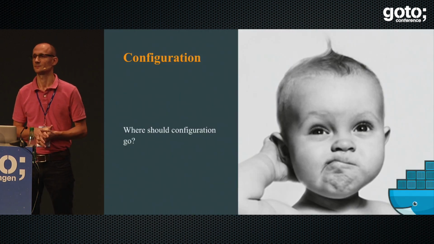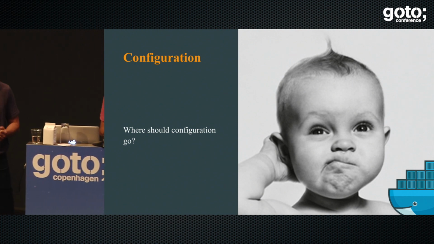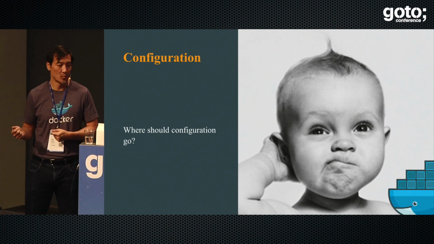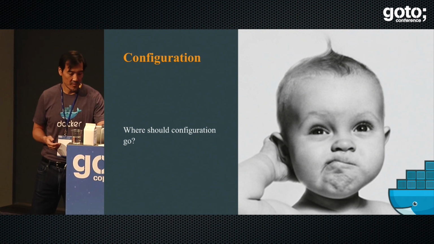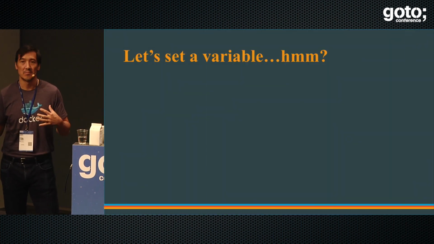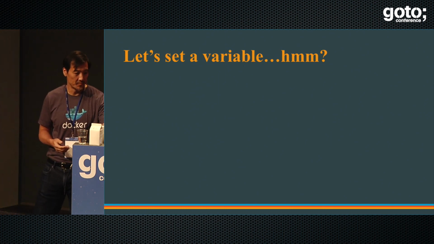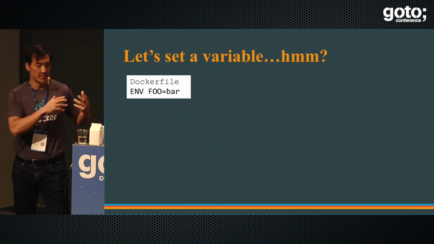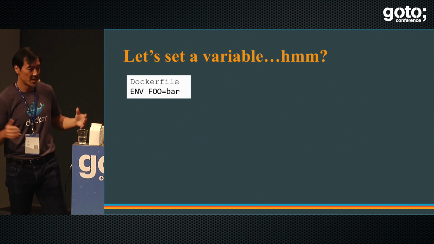All right, so now we know we have a basic strategy for what should go into an image. But we still have some questions about where I should put my configuration. I'll give you an example of that. In Docker, you can set a variable, right? Let's take a simple example. The first one that we usually all learn is in the Dockerfile: ENV foo=bar. It's pretty simple. It's in the image. That I can live with.